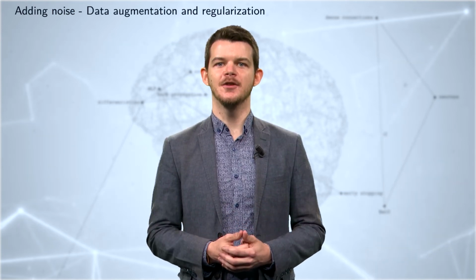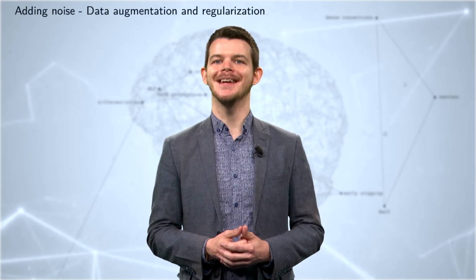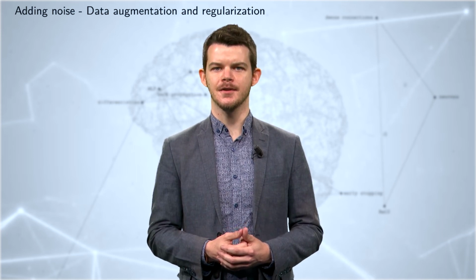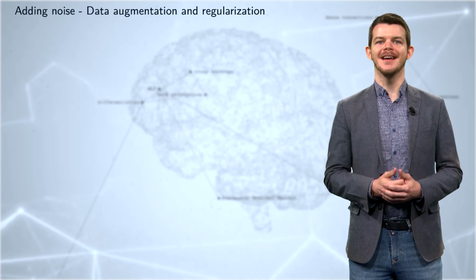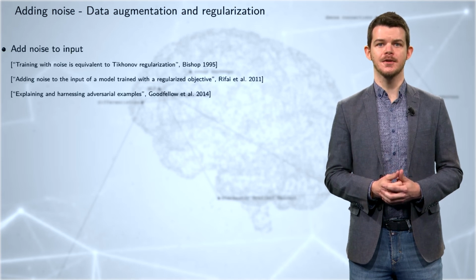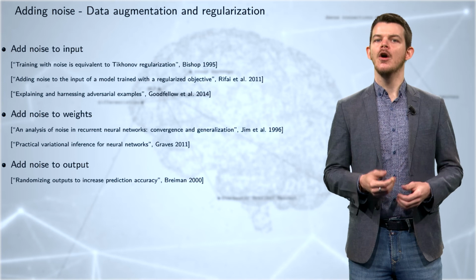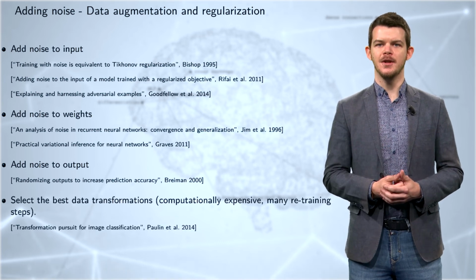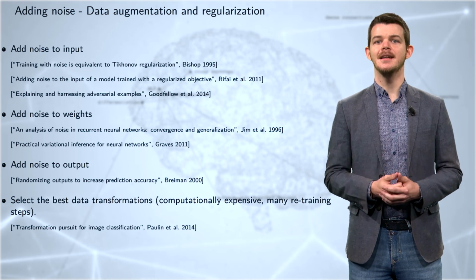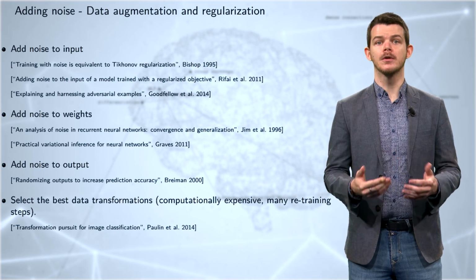Augmentation can be seen as a way to regularize a predictor by making it invariant to some transformations. Other ways to regularize are adding noise to inputs, weights, outputs, or also selecting the best transformations in a data-driven way. Note that the last idea is computationally expensive. Some references can be found in this slide if you want to learn more on this topic.